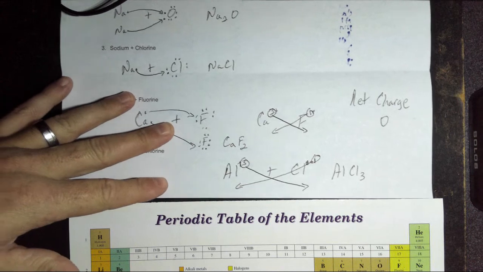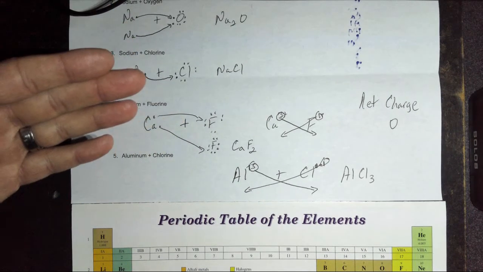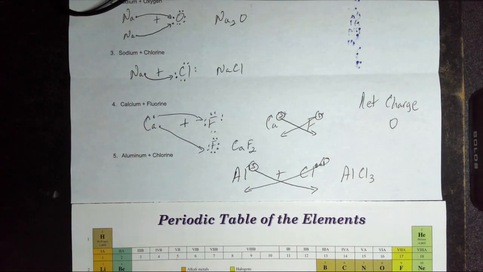Covalent bonding is a little bit different because it's the sharing of valence electrons. Well, this is the transfer, so they want them to be the same.